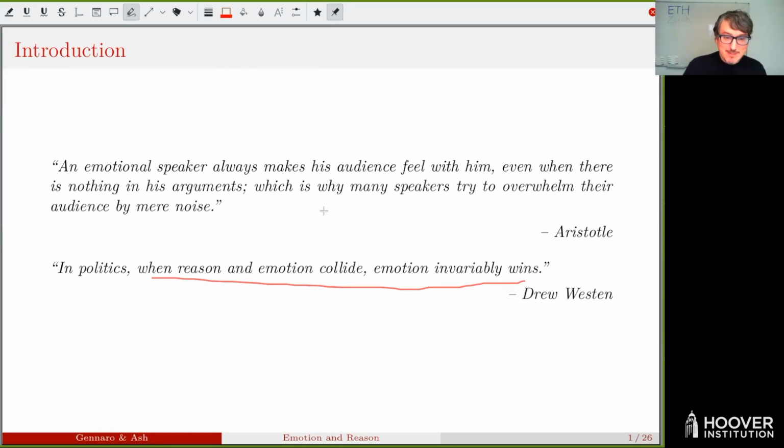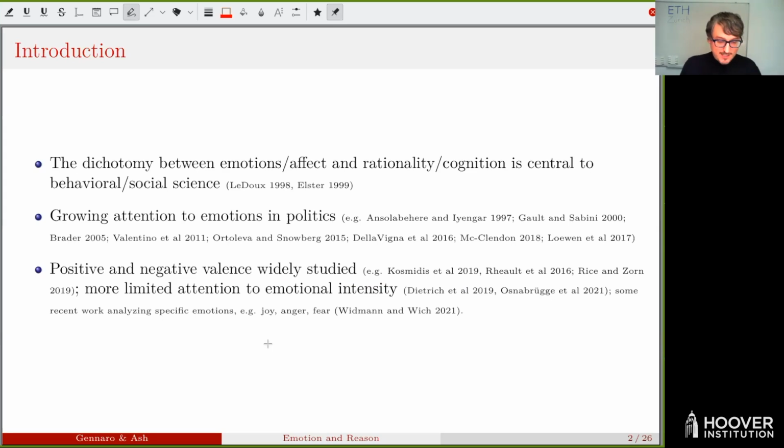So this is some of the motivation. We're going to be talking about emotionality, emotional intensity in political language. This is an old topic, as the Aristotle example shows. More recently, this dichotomy between emotions on the one hand and rationality on the other hand is central to behavioral and social science. And there's growing attention to the issue of emotions in politics. In particular, there's this tradition of deliberative democracy, which puts more of an emphasis on reasoning and deliberation towards finding solutions to policy problems. On this more traditional approach, emotional intensity might be a problem.